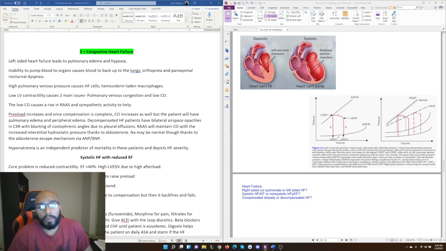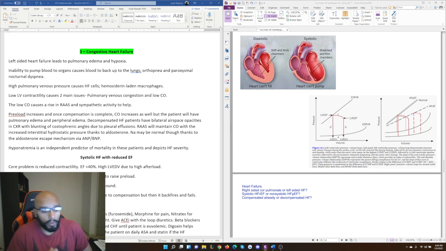Generally speaking, you're really going to need this patient to not sleep flat because they're going to wake up with too much fluid in their lungs and be breathless. So these symptoms are the mainstay of left heart failure. There's low left ventricular contractility, which causes two main issues: pulmonary venous congestion and a low cardiac output. The low cardiac output leads to a rise in the renin-angiotensin-aldosterone system, which you need to understand, going to the renal system.